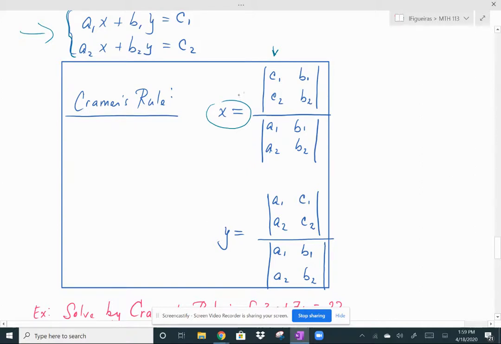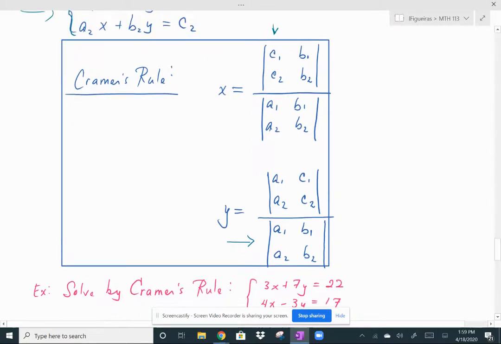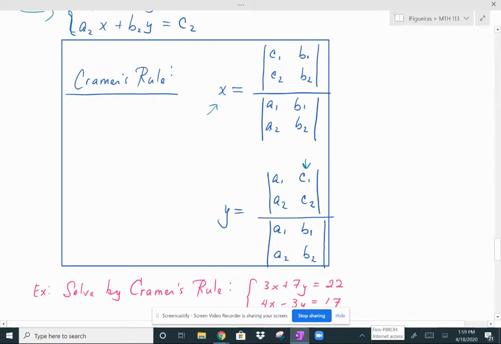So to solve for y, your denominator is the same. Notice here that the denominator to solve for y is still a sub 1, b sub 1 in the first row, and a sub 2, b sub 2 in the second row. But what's different is the matrix in the numerator. Because I'm solving for y, your b's get replaced by your constants. So opposite of what we did when we solved for x. The first column stays the same, but the second column changes to the constants c.